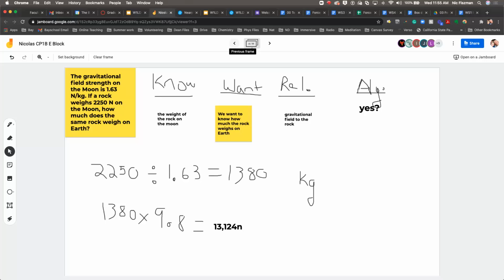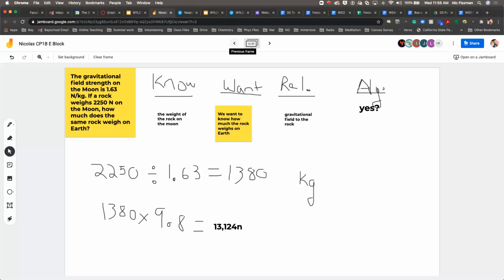Yeah. And then what did they say? What did the second equation say? Yeah, Leila? They can use that mass and the Earth's gravitational field strength to find how much it would weigh on Earth. Yeah, so they had a relationship. They said, we know there's a relationship between the weight on the moon and the mass on the moon. And then they said, we know that there's a relationship between the mass on Earth and the weight on Earth.